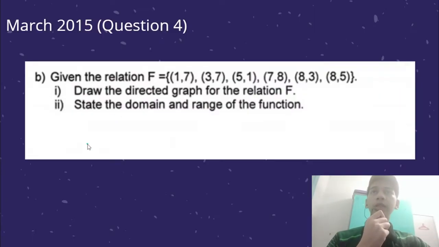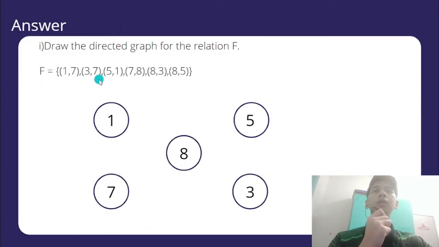For the next question, March 2050, given the relation F: 1-7, 3-7, 5-1, 7-8, 8-3, 8-5. Question 1 is to draw the directed graph for the relation F. We will solve this question first. The first step you need to do is draw all the nodes in the relation F. The nodes are 1, 7, 8, 5, 3.